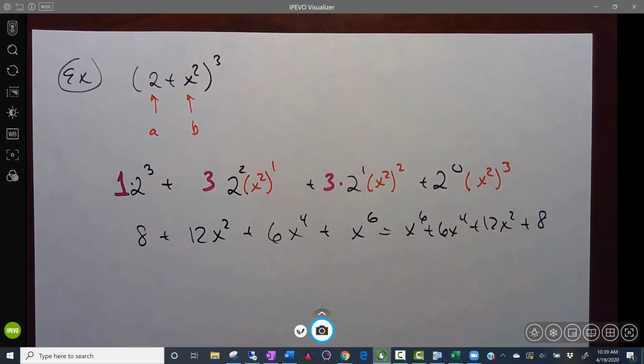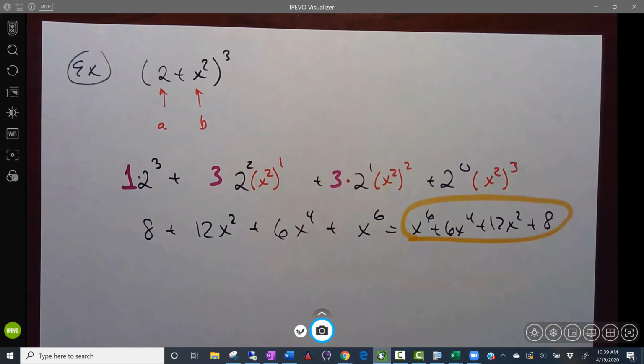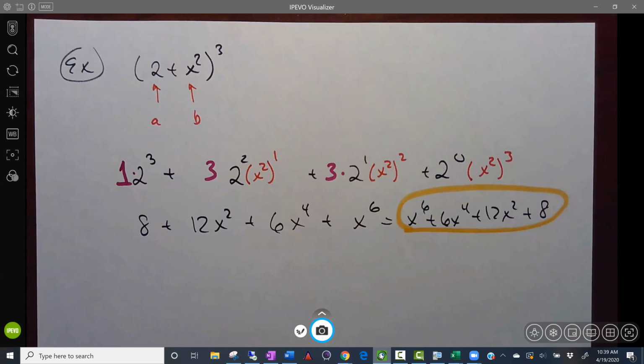It should accept it in any of the orders. In fact, since there's 4 terms here, you could conceivably write that in any of 4 factorial or 24 different orders.